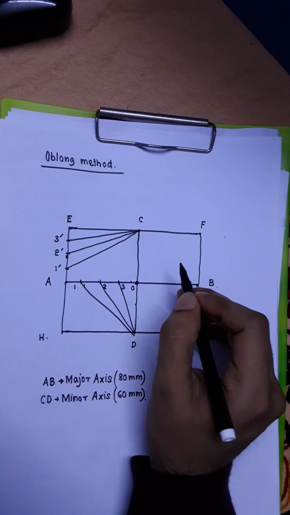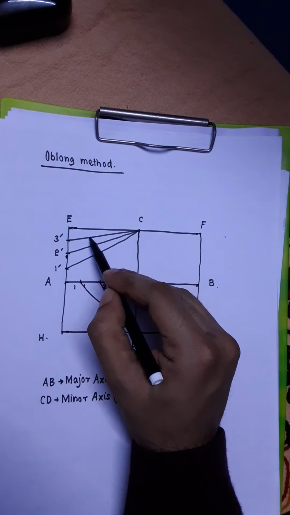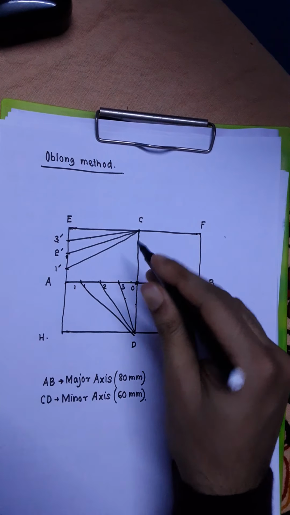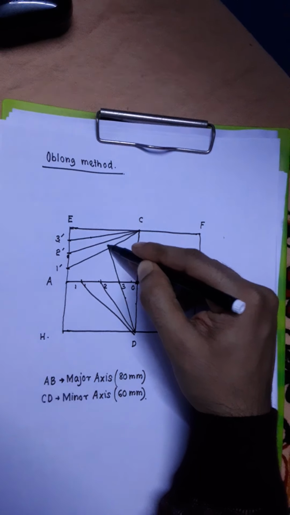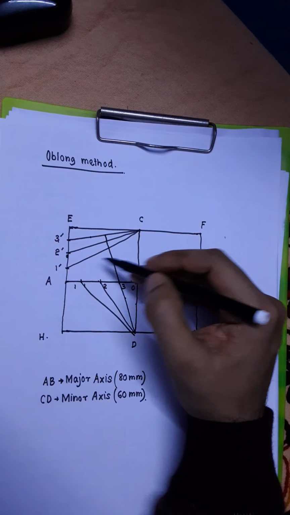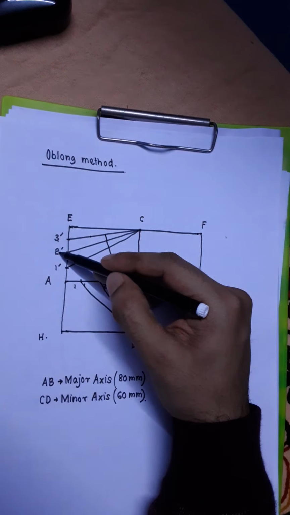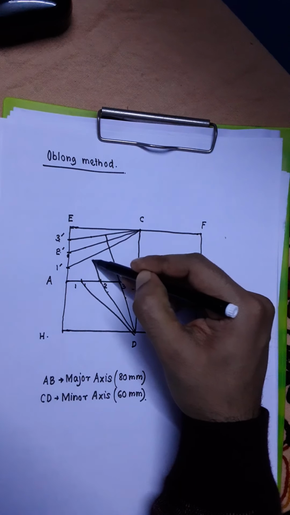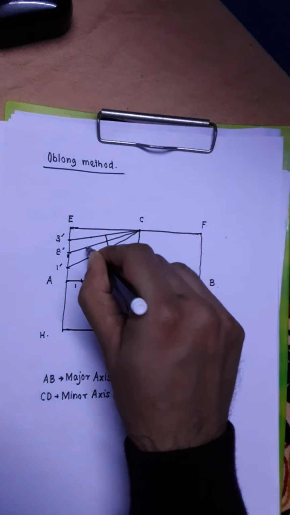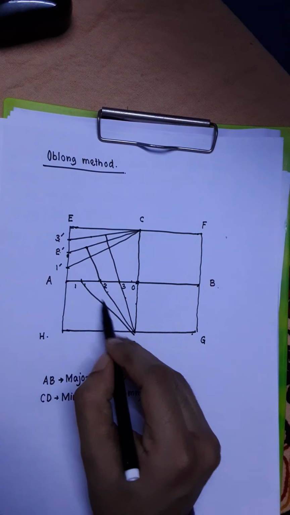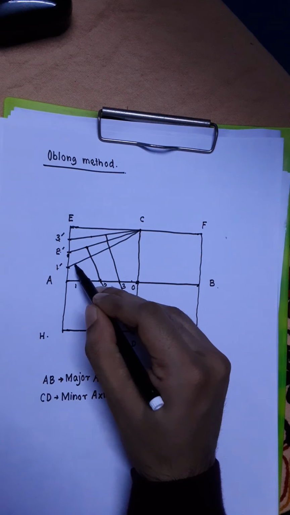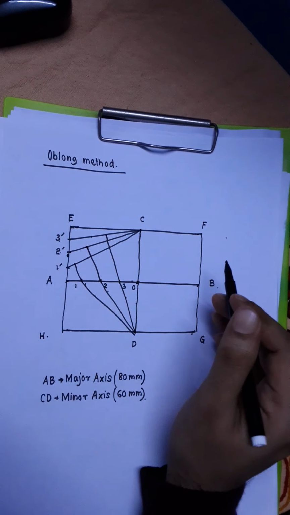Now please pay attention. You see, this line contains the number 3, this line contains the number 3. So you extend this line up to this one. Again, this line contains the number 2, this line contains the number 2. So you extend this one up to this one. And this line contains the number 1, this line contains the number 1. So extend this line up to this one.